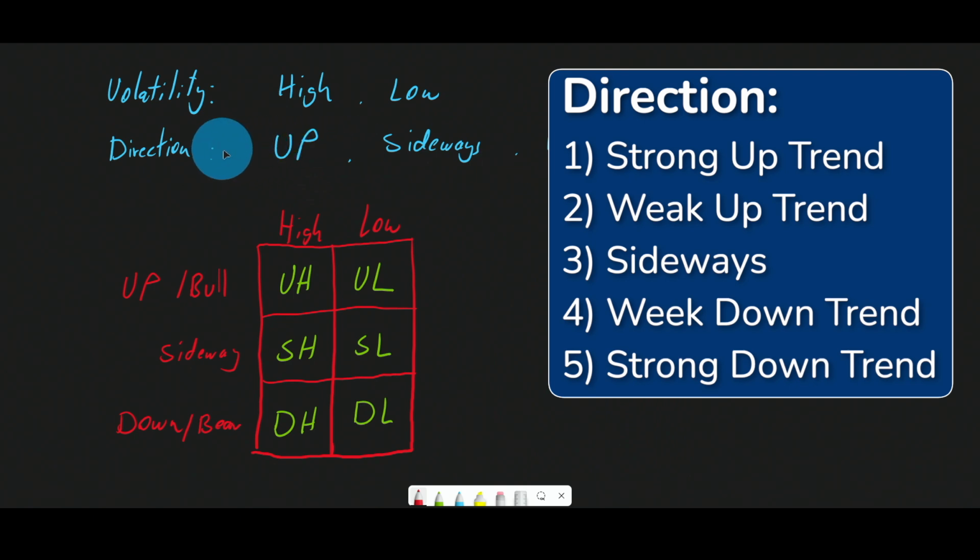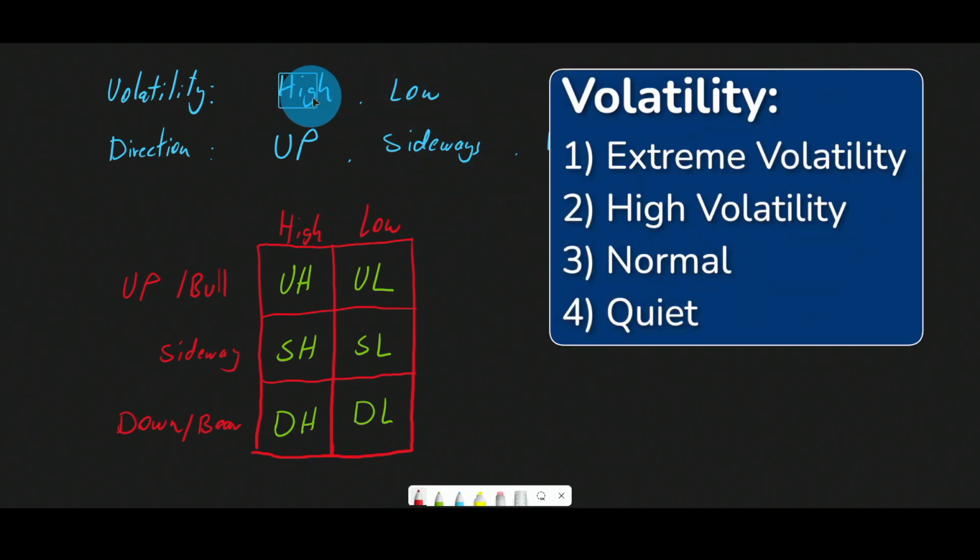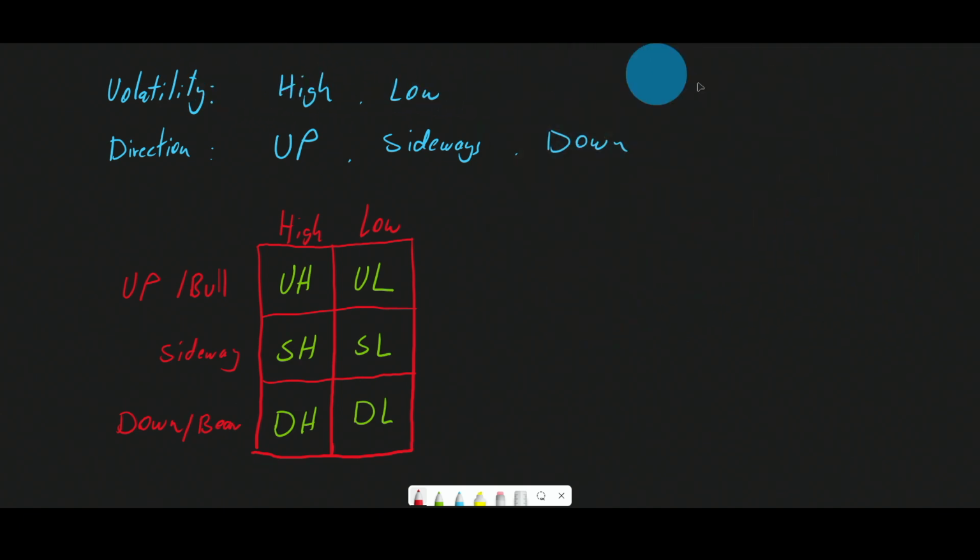So then I can have 5 directions. Also with volatility, I can have high, medium, low, and quiet. I can have 4 volatility levels. So if I use that categorization, then I can have up to 20 market regimes. But from my experience, 6 market regimes are the sweet spot to categorize any market on any time frame.